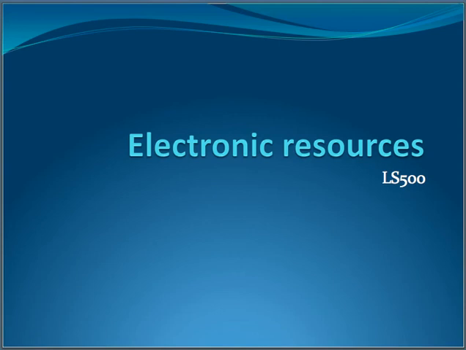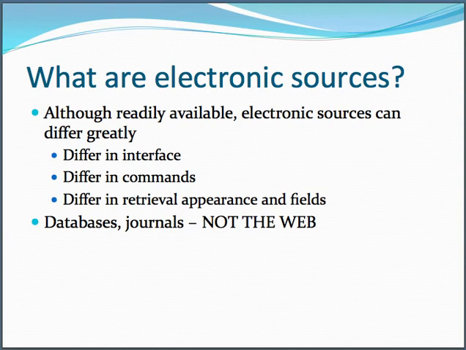Okay, so what are electronic sources? Available electronic sources can differ greatly. So there are different types of electronic resources. They may differ in interface, they may differ in comments, they differ in retrieval appearances and fields, and also searchable fields.